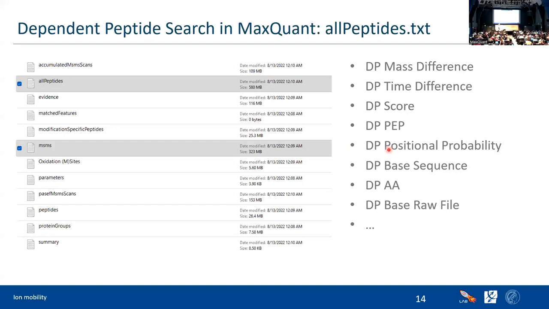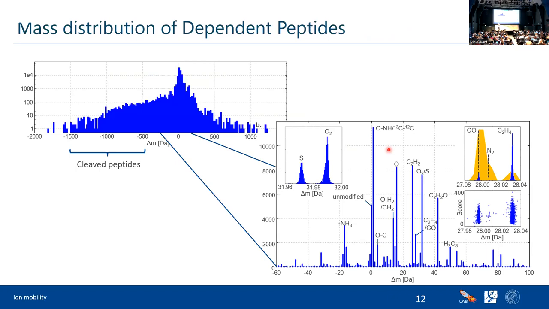Hello, thanks. You just showed us an unmodified peak and you said that the dependent peptide search integrates intensities in its theoretical spectra, and that's how it's possible to find these. Could you explain this a bit more in depth? How can it integrate intensity?